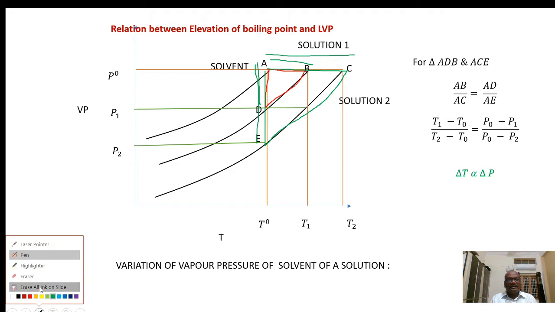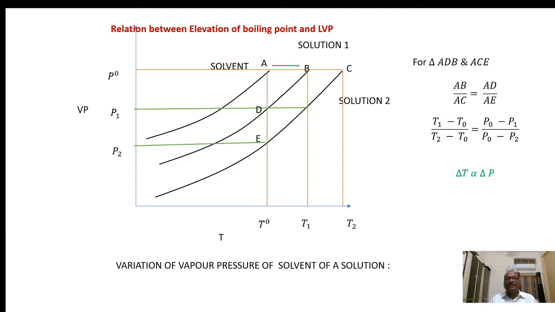So what we are writing is AB divided by AC is equal to AD divided by AE. You can substitute these values from the graph. What is AB? AB is T1 minus T0. Similarly, AC, from A to C, is nothing but T2 minus T0. So we are writing T2 minus T0. That is equal to, what is AD? AD is this difference.